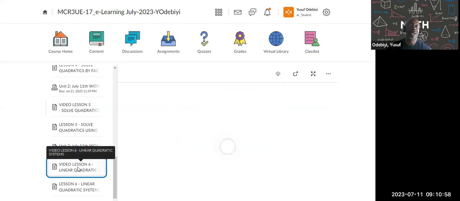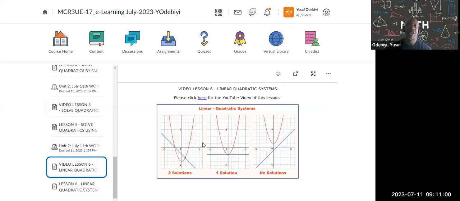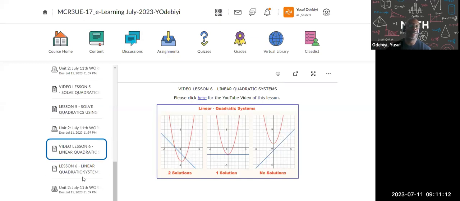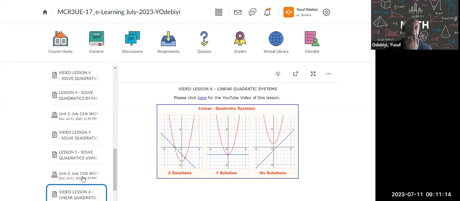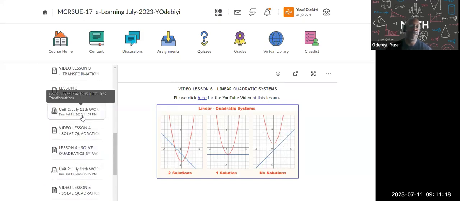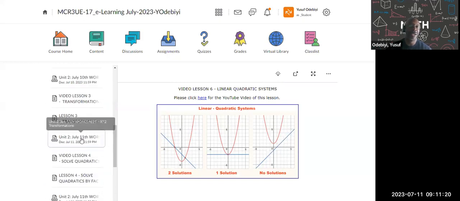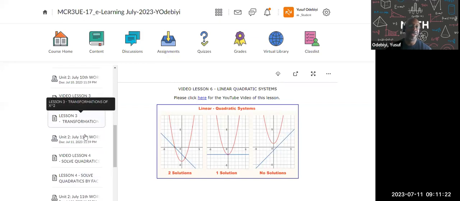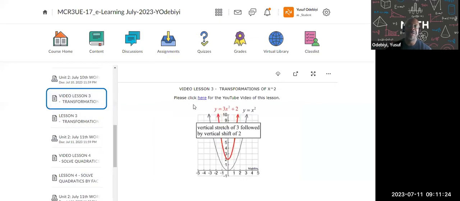And is there another one? Oh, this one here is a lot of stuff. This is where you have a linear quadratic system. So where does the line and the parabola intersect? So it's a lot here. I'm seeing if we can cover everything, but we'll try. If I can't, then you can do the rest on your own. So let's start with the video lesson for the first one.